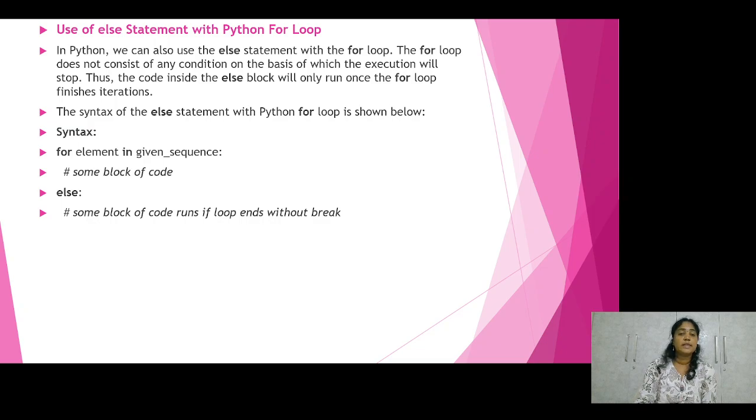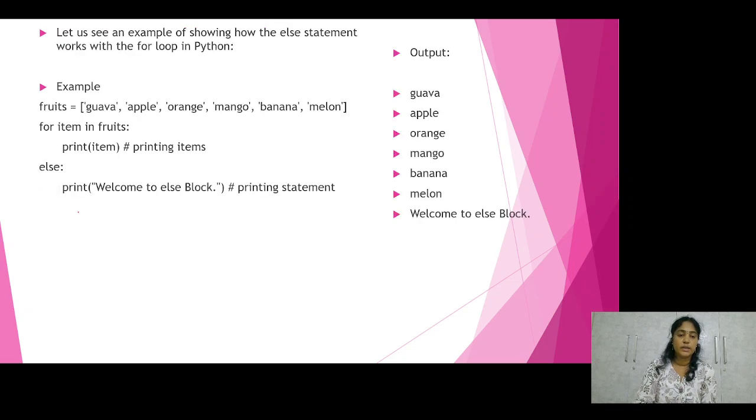And the use of else statement with for loop. You can use else, which runs only once after the for loop finishes iteration, only once. First it completes the sequence, then after completion it goes to else. Only once it will execute this, not repeatedly.